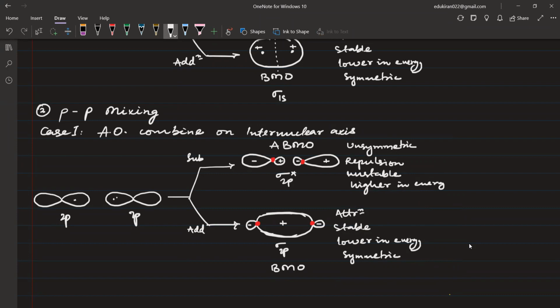So when we are mixing on the internuclear axis, what are we forming? We are forming a sigma bond. Okay, we are forming a sigma bond.